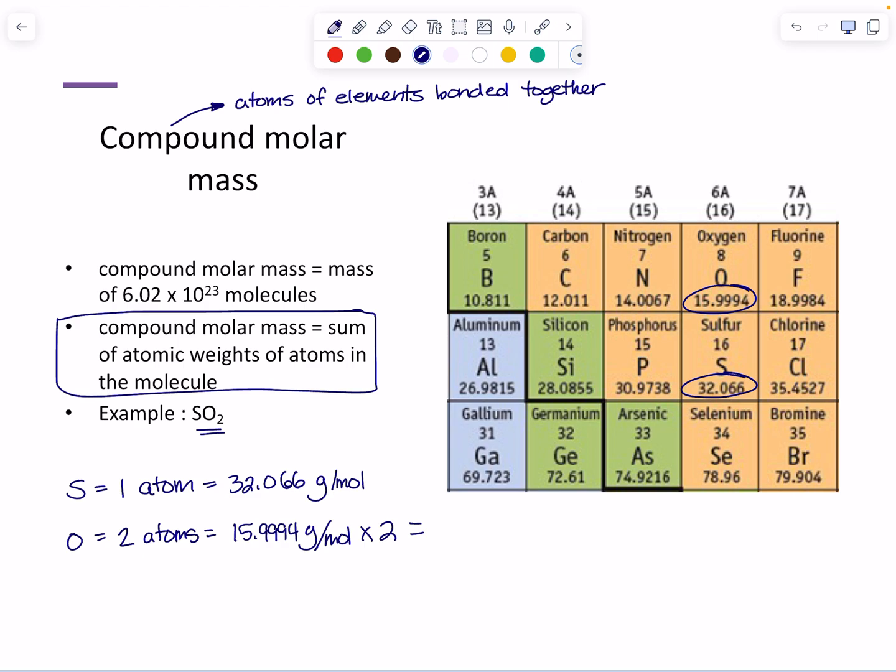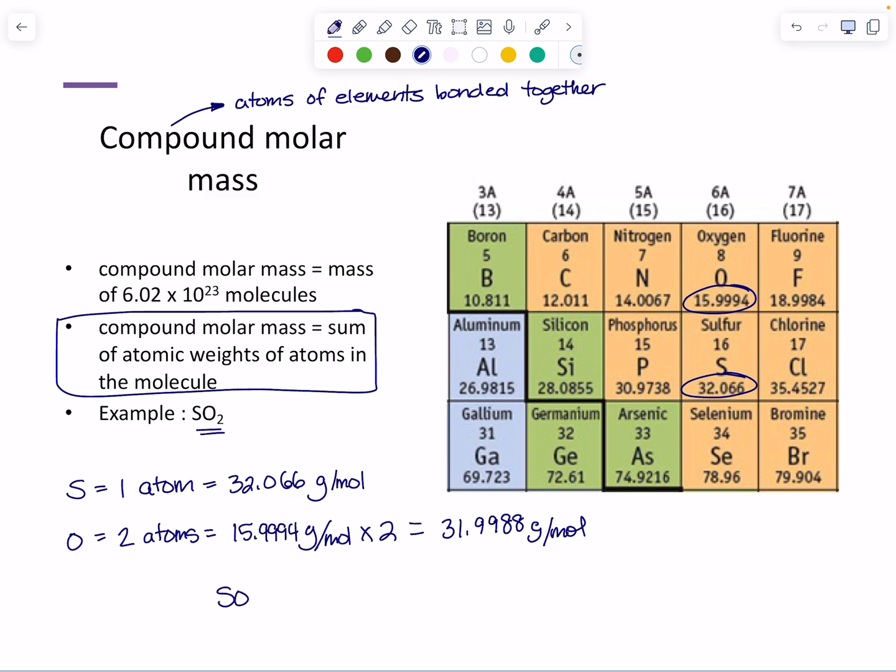It's throw the calculator Friday. All right, 15.9994 times 2 gives me 31.9988 grams per mole of mass from the oxygen.